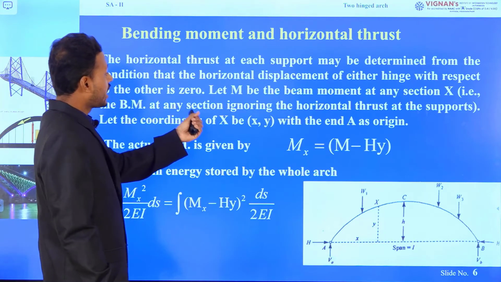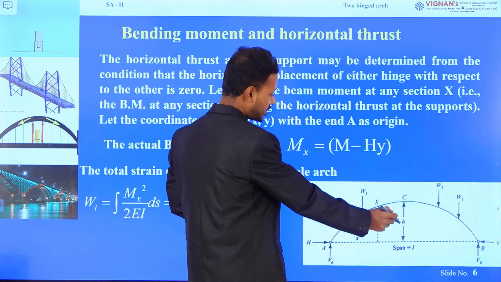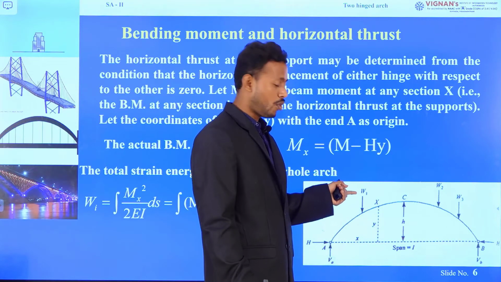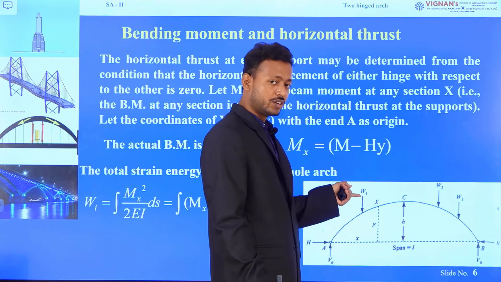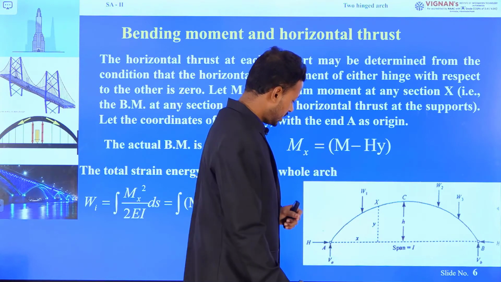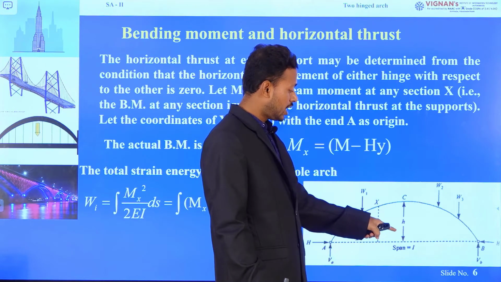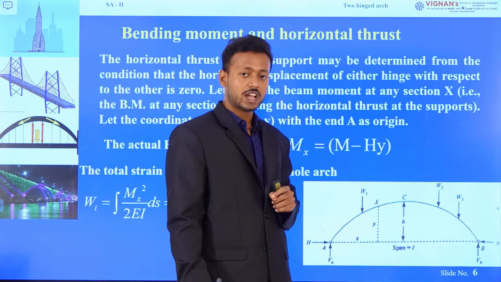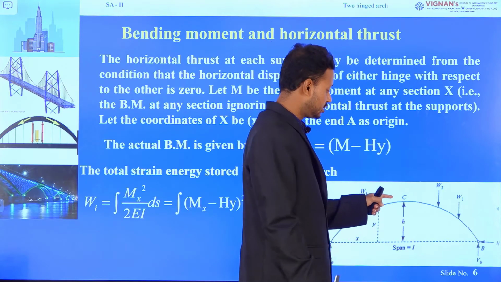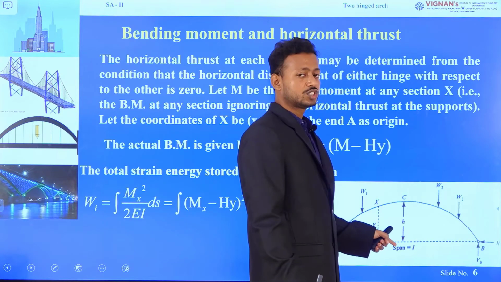Next, let us assume an arch structure is subjected to different point loads, different values of point load W1, W2, W3 at different locations. The span of the arch is L and the rise of the arch is H. Now, what is the rise of the arch? The rise of the arch is nothing but the distance between the crown and the furthest support.